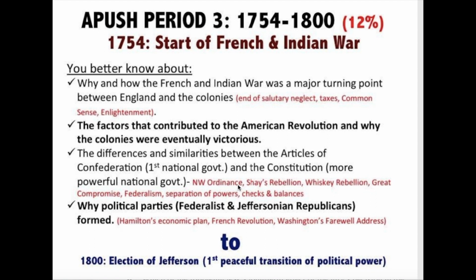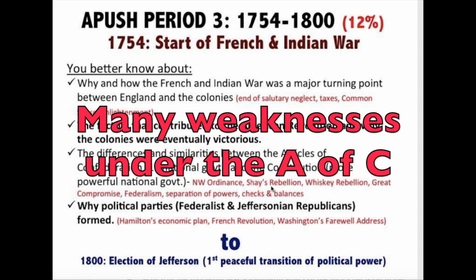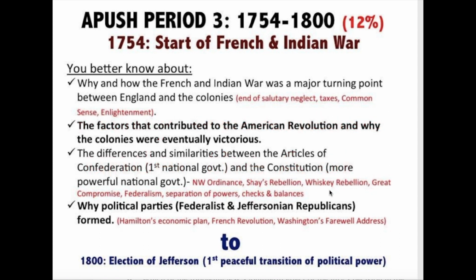Some things to keep in mind from the Articles of Confederation and the Constitution. The Northwest Ordinance was passed under the Articles of Confederation. Shays' Rebellion was a rebellion which underscored the lack of power that the national government had under the Articles of Confederation. Remember, the states were behaving pretty much like independent nations under the Articles of Confederation. The Whiskey Rebellion, which happened after the Constitution, underscored how the federal government can put down an uprising, unlike under the Articles of Confederation and Shays' Rebellion.